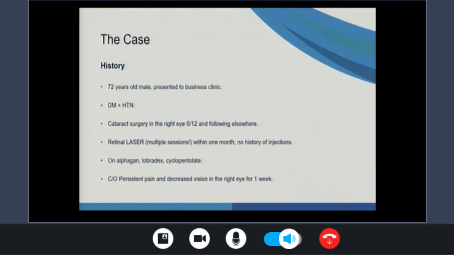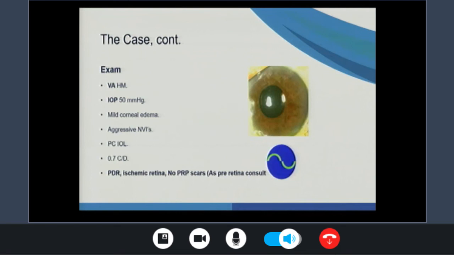He has a history of retinal laser, as per him, multiple sessions within the last 1 month, no history of injections. He presented on Alphagan, Tobradex, cyclopentolate, complaining of persistent pain and blurry vision in the right eye for 1 week. On examination, his VA is hand motion. His IOP is 50 millimeters of mercury. He had a mild corneal edema. He is pseudophakic with 0.7 cup to disc ratio.